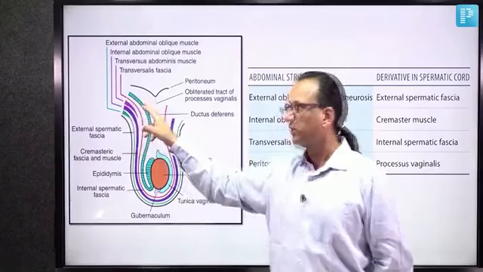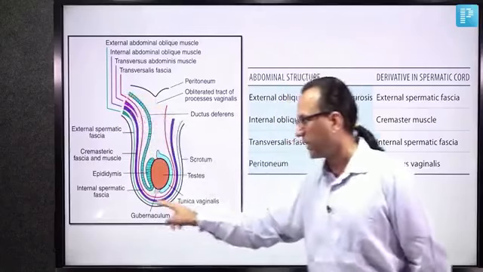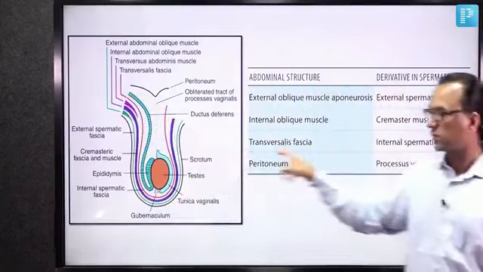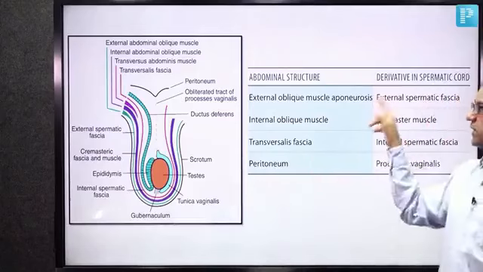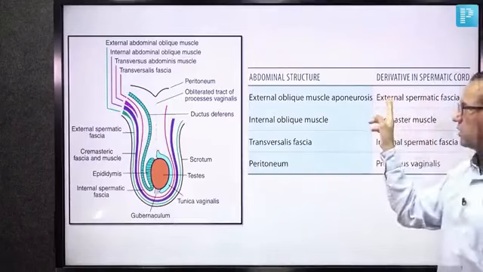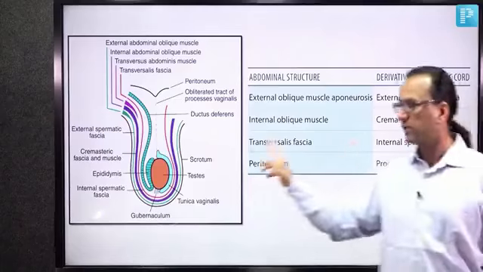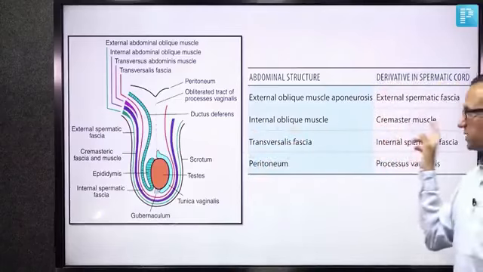It is a still deeper layer, which is the transversalis fascia, which will come as the internal spermatic fascia for the scrotum as well as the spermatic cord. It is the transversalis fascia forming internal spermatic fascia. So there is internal and external spermatic fascia. In between is the cremasteric fascia. External spermatic fascia comes from external oblique muscle, internal spermatic fascia comes from the transversalis fascia, whereas the internal oblique forms the intermediate cremasteric fascia.